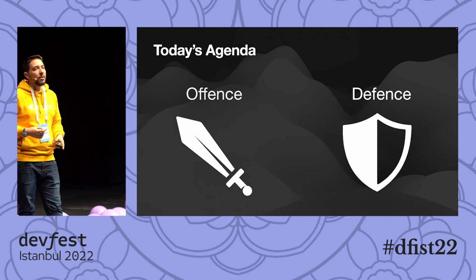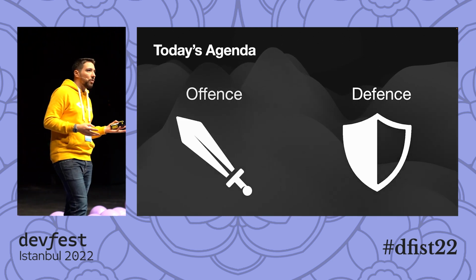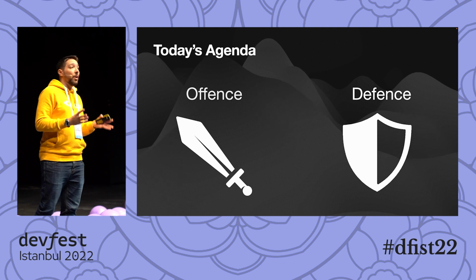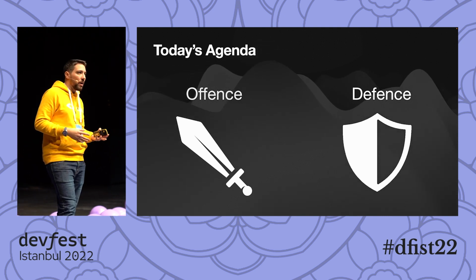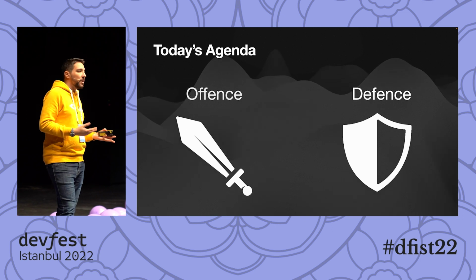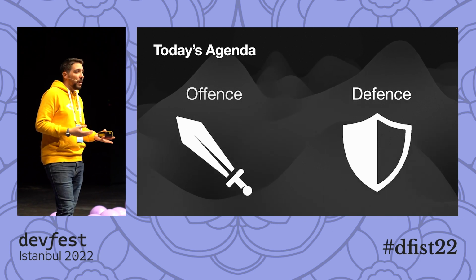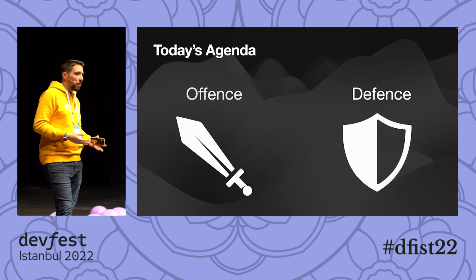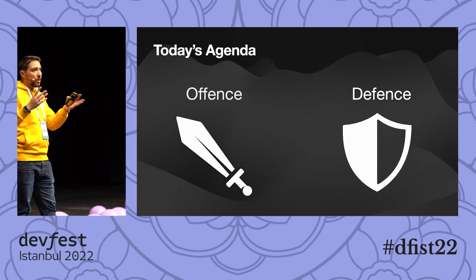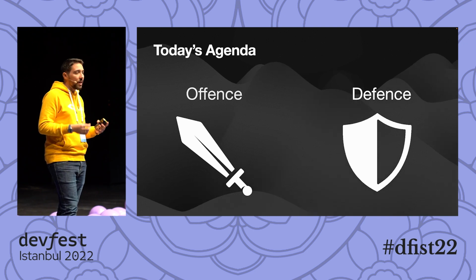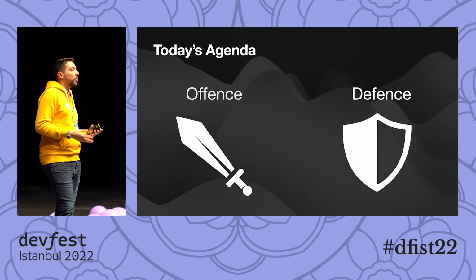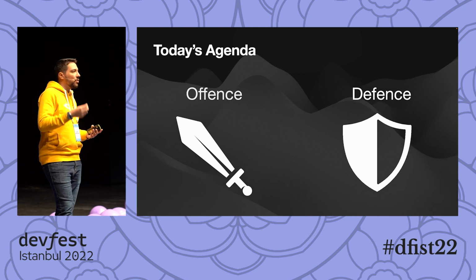Now, let us continue. Today's agenda. Today, the talk is going to be split in two parts. First, we're going to have the offense part. So we're actually going to decompile an application live. I want to show you how it can be done, and I'm going to show you how easy it is to find a lot of information about an application. And then we're going to switch to defense, and we're going to see how we can actually guard our application, how we can hide all of those things within our applications a little bit better.